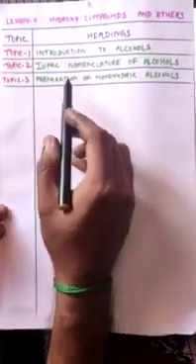Dear students, in this video I am going to explain lesson number 11, hydroxy compounds and ether, topic number 3, preparation of monohydric alcohol. Here we are going to discuss nearly 5 different methods to prepare alcohol. In this topic I am going to discuss only 4 different methods. The 5th method will be discussed in the next heading.